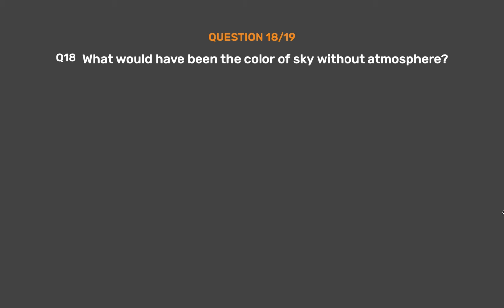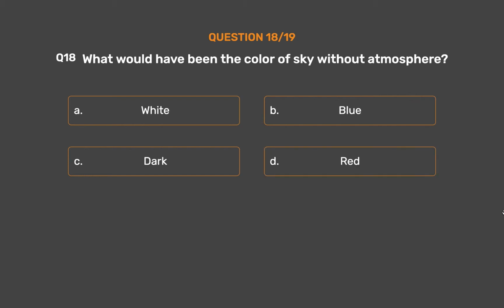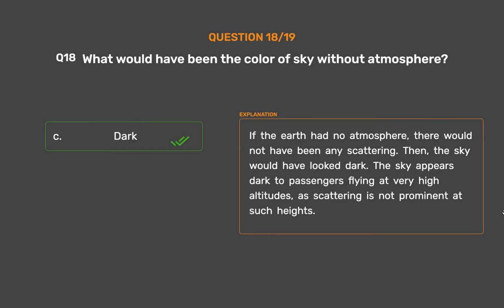Question number 18. What would have been the color of sky without atmosphere? Option A, white. Option B, blue. Option C, dark. Option D, red. The correct answer is option C, dark. If the Earth had no atmosphere, there would not have been any scattering. Then, the sky would have looked dark. The sky appears dark to passengers flying at very high altitudes, as scattering is not prominent at such heights.